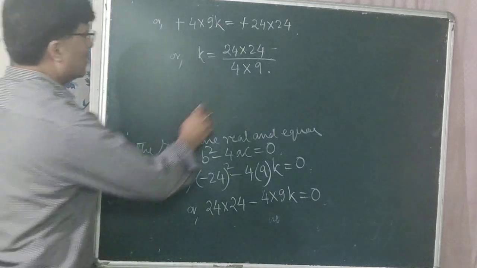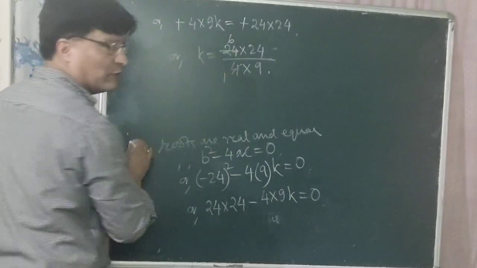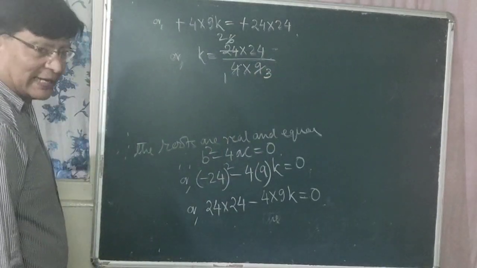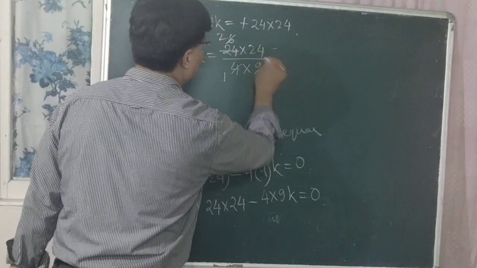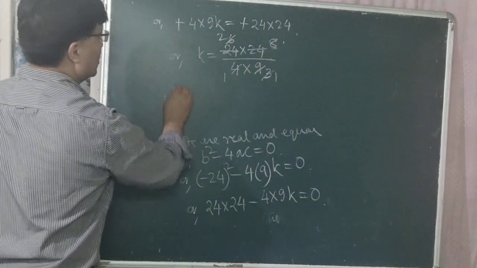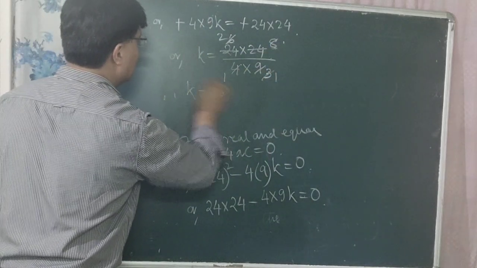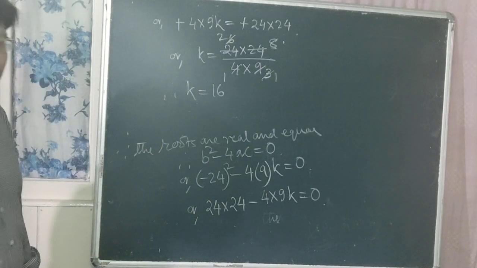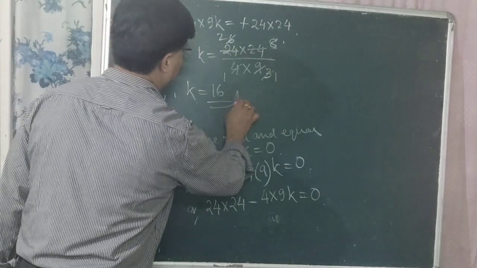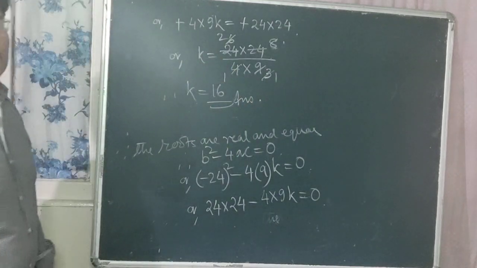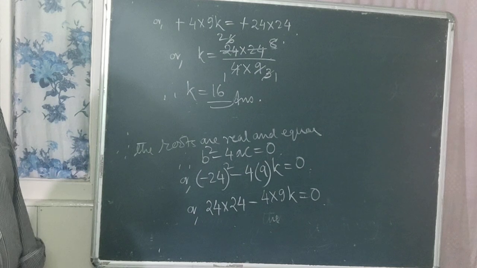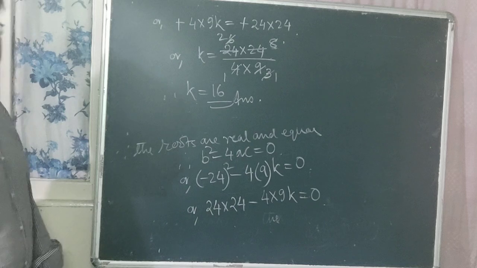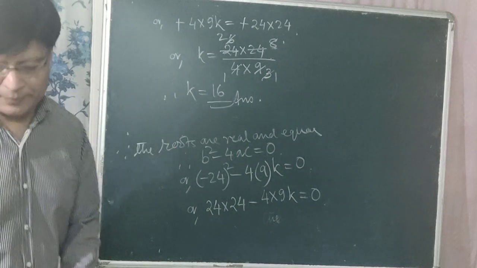Let us simplify it. 4 ones are 4, 4 sixes are 24. Next, 3 twos are 6, 3 threes are 9, and 3 eights are 24. So therefore k is equal to 2 into 8, that is 16. So what is the value of k? The value of k is 16, your answer. You have to check the calculation and check the answer. That is k is equal to 16. So this is the answer. Is it clear to all of you?